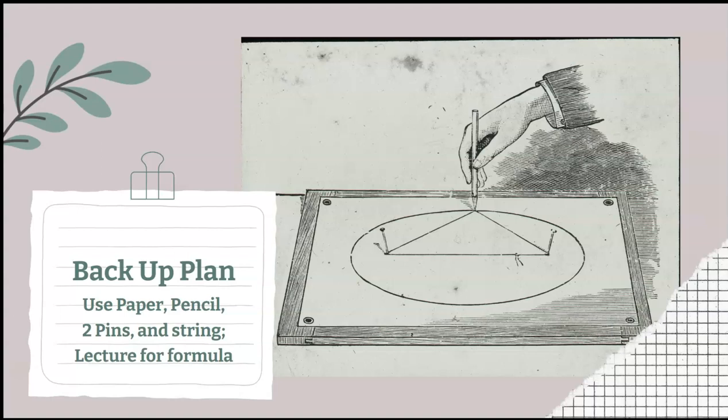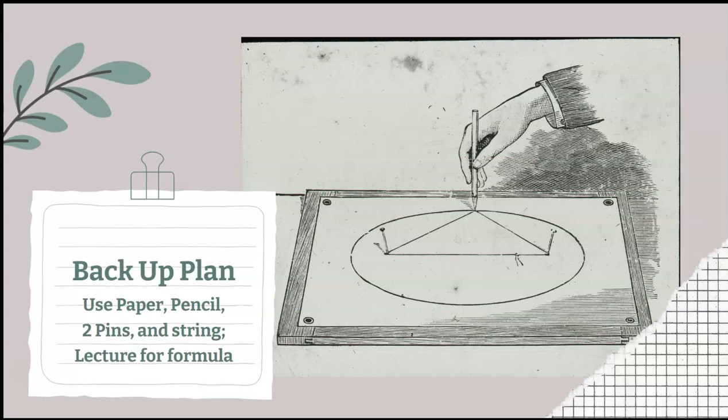For a backup plan, in case all technology fails or something goes horribly wrong, the backup plan is to use the old but trusty method of how ellipses have been drawn since forever. You use paper, pencil, 2 pins, and a string, and as demonstrated in the photo, you set up the 2 pins where you need, and you draw the ellipse. I would print out the pictures of those real life things, and they would draw the ellipses around them.